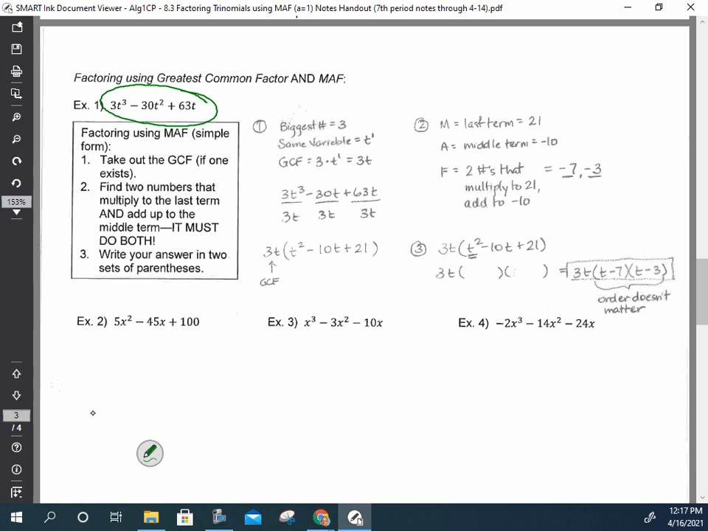So you have 3t to the third minus 30t squared plus 63t. So the first step is to take out the greatest common factor. You got a 3, a 30, and a 63. All three of those numbers you can divide by 3. So now you have the biggest number of 3. All three of them have the letter t in it. So you can take out a t. So the greatest common factor is 3t.